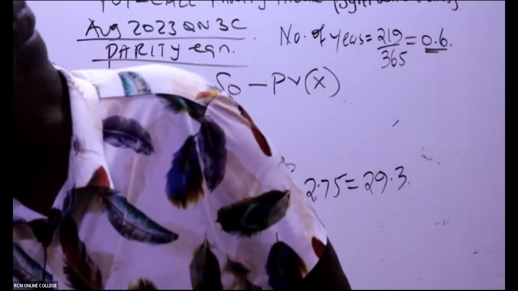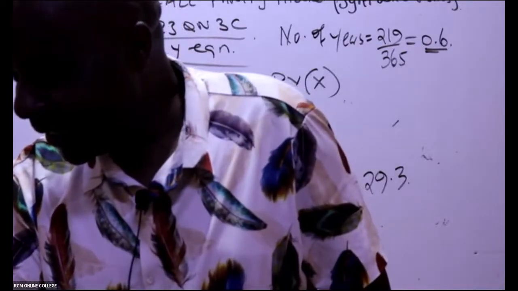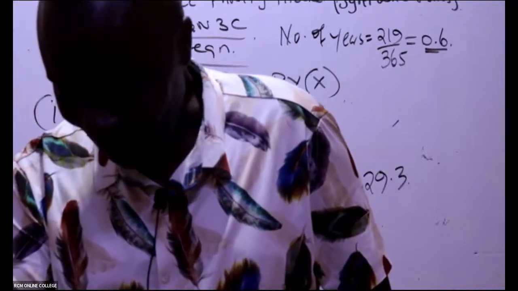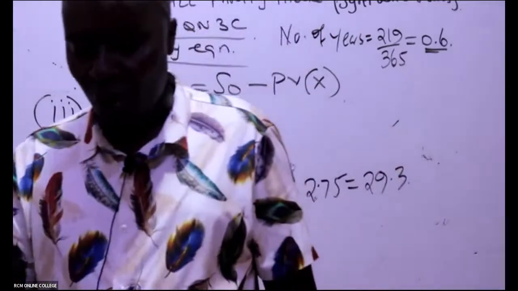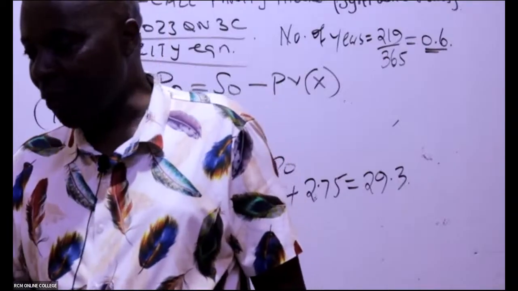SO is stock price, the one that is provided there. Remember, CO is call price. PO is put price. X is the strike price.